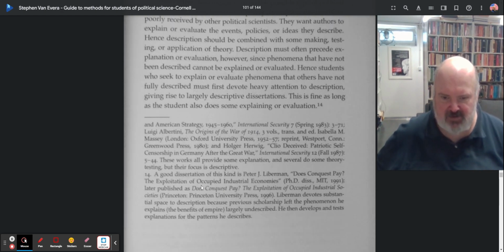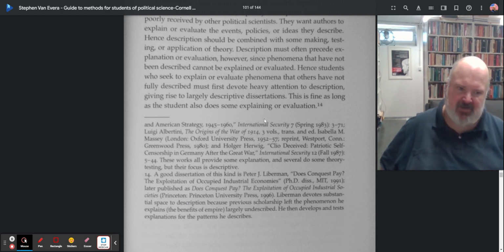In other words, you're looking at this and then giving the example of Lieberman, right? A good dissertation of this kind is Lieberman's, the Conquest Pay, an MIT dissertation, right? I remember it was his. And later published as Does Conquest Pay, right? In 1996. Lieberman devotes substantial space to description because previous scholarship left the phenomena he explains, the benefits of empire, poorly described. He then develops and tests explanations for the patterns he described. So you can do a descriptive thesis.